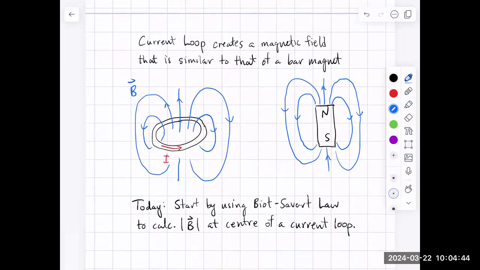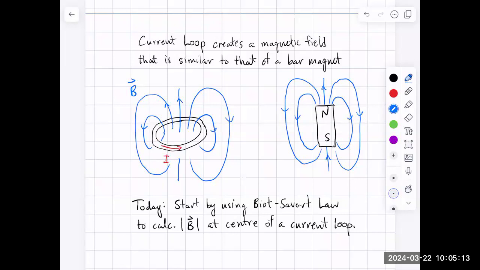The other thing that we noticed is that if you had a loop of current, it creates a magnetic field that looks very similar to the magnetic field that you get from a bar magnet. And so in that way, these little current loops are going to serve as kind of approximations to bar magnets. And that's just useful to have in the back of your mind when you encounter different geometries of currents.